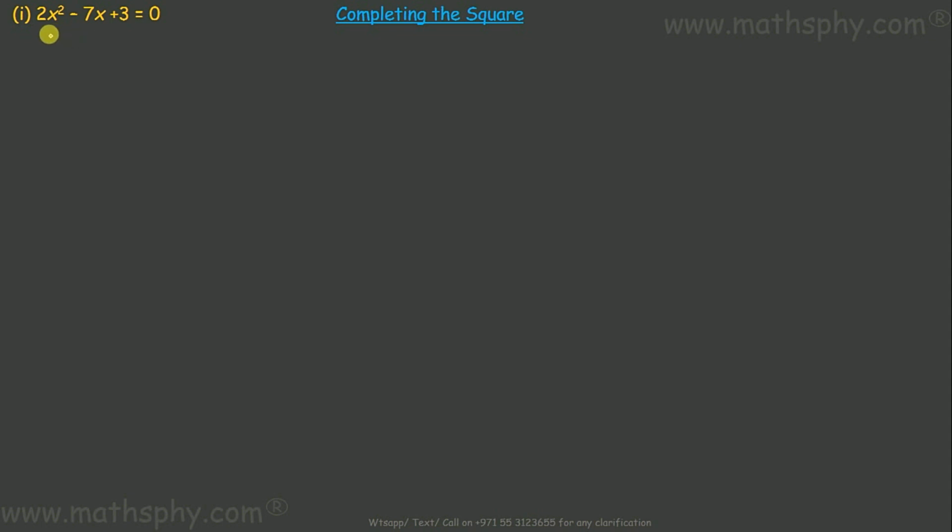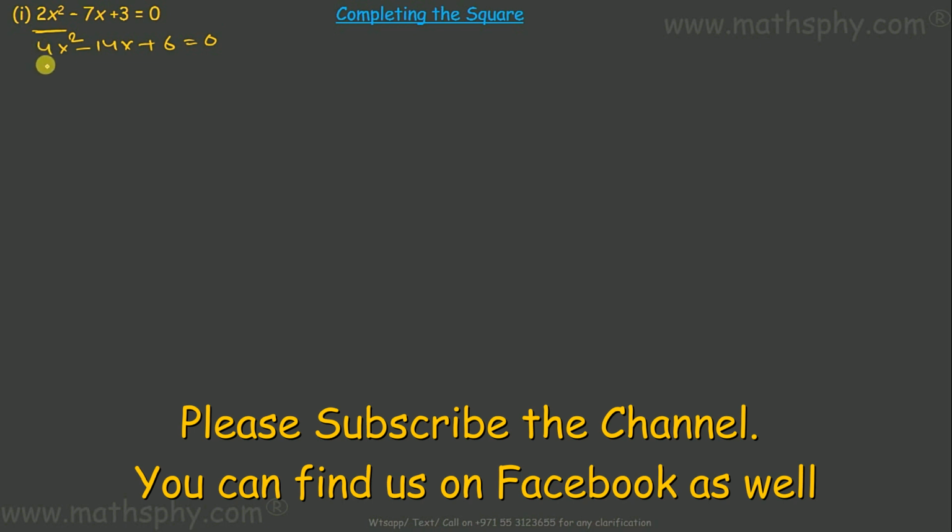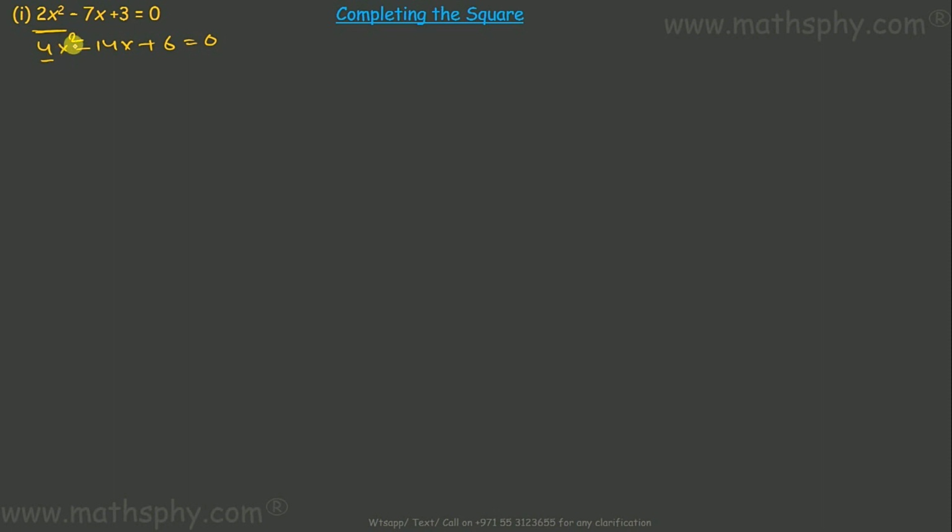To do that, what we have to first look for is that the coefficient of x square should be a perfect square. Here we do not have that, 2 is not a perfect square. So what we can do is multiply this complete equation by 2, which will give me 4x square minus 14x plus 6 equals 0. Now I have coefficient 4 for x square, which is a perfect square.